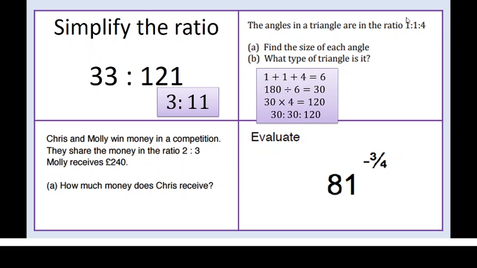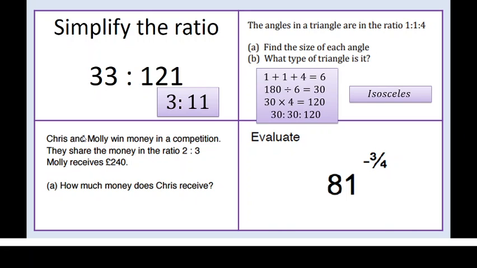So 1 part, this one's going to be 30, this one's going to be 30, and then to get this angle, we just need to times it by 4. 30 times 4 is 120. So you should end up with angles of 30 degrees, 30 degrees, and 120 degrees. You can just check that they add up to 180. It then says what type of triangle is it. We've got 2 angles that are the same and one angle that's different, which means it must be an isosceles triangle. Well done if you remembered that. So it was combining your knowledge of ratio and angles in triangles.